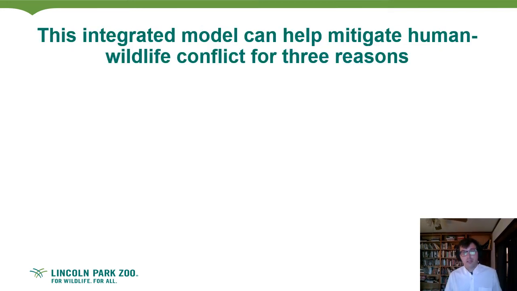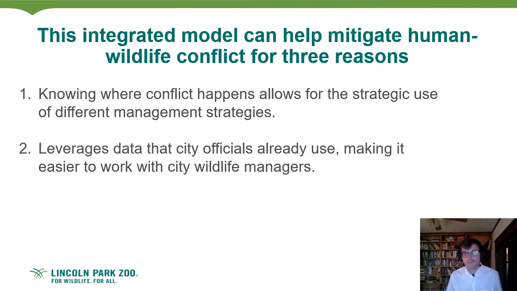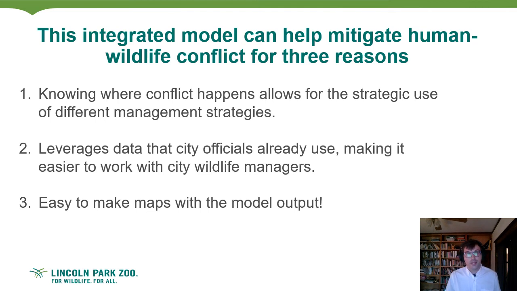In closing, this integrated model can help mitigate human-wildlife conflict for three reasons. First, knowing where conflict happens allows us to strategically use different management strategies. Second, it actually is leveraging data that city officials already use, which should make it easier to work with city wildlife managers. And then finally, because the model gets evaluated across the entire landscape, it's really, really easy to make maps from the model output.